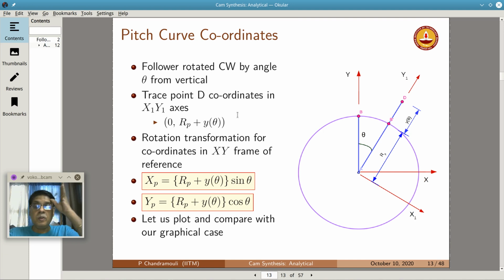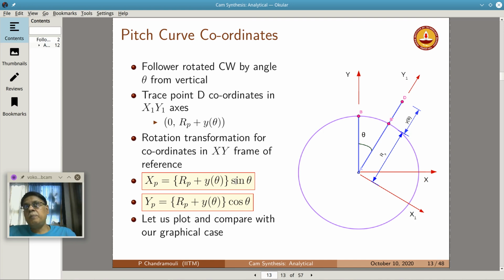Now x1 is 0, therefore xp, which is in the fixed capital XY coordinate system, is simply rp plus y of theta into sin theta. That is the pitch curve coordinate at an angle theta. Similarly, yp is rp plus y of theta into cos theta. The beauty of this is that we now simply have a parametric equation for the x and y coordinates of the prime pitch curve. And once I know y of theta, which we have already seen, I now have the pitch curve which I can draw analytically.